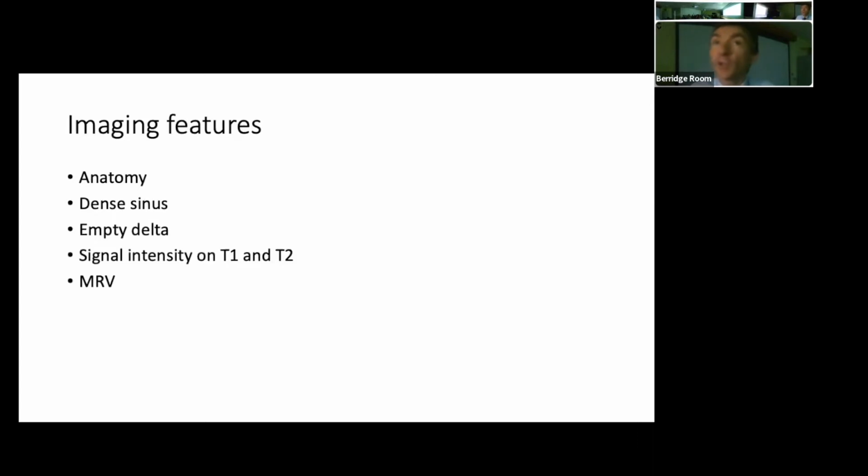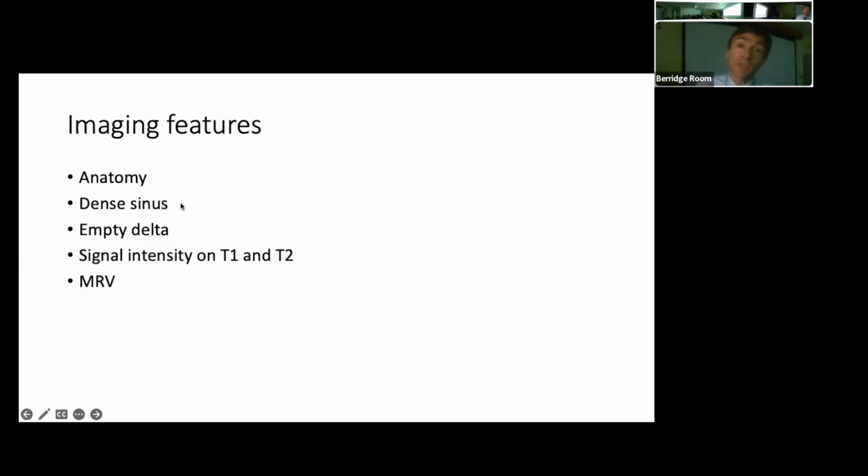Okay, so I wanted just to look at those imaging features in a little bit more detail, just to help us recognize this pathology, which is rare, but obviously it's an important diagnosis to make. So we're going to look initially a little bit of detail at the anatomy of the dural venous sinuses, and then we'll look at some of the imaging features.